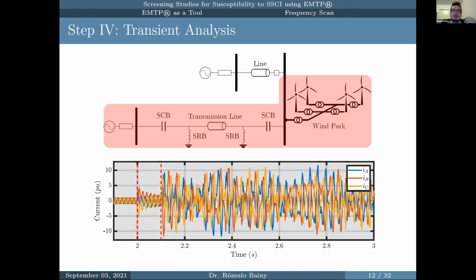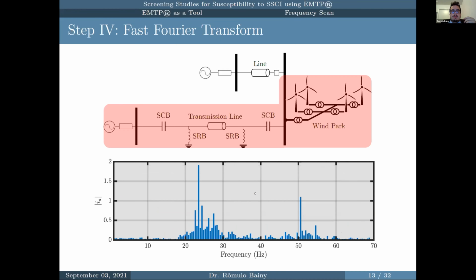So you can do the FFT of your signal, like I did here. And you can see that we have higher components between 20 and 30 hertz. This is the FFT of the phase A. So yeah, this is the step by step.